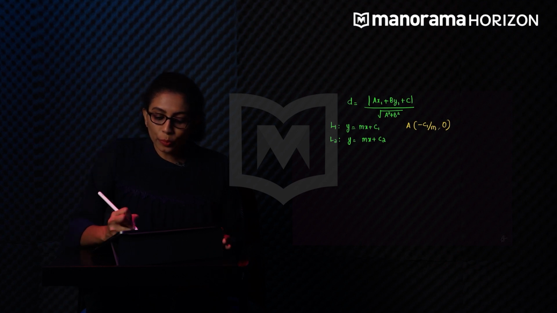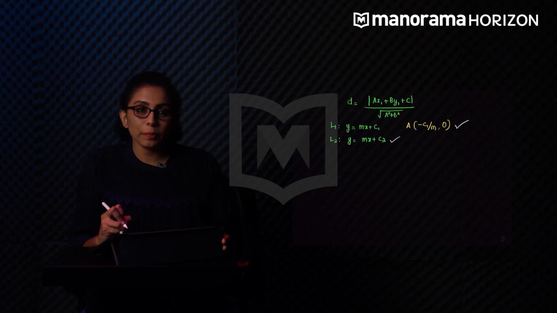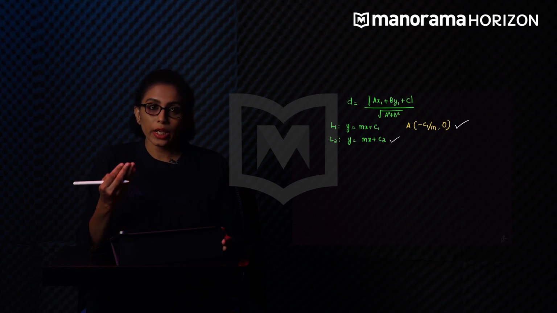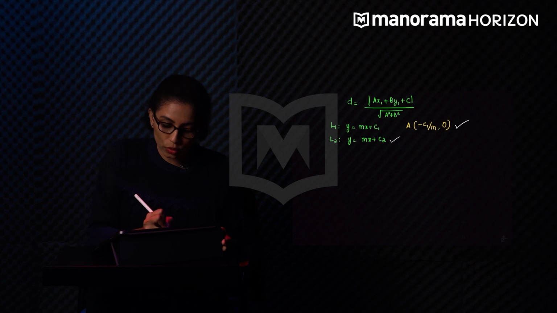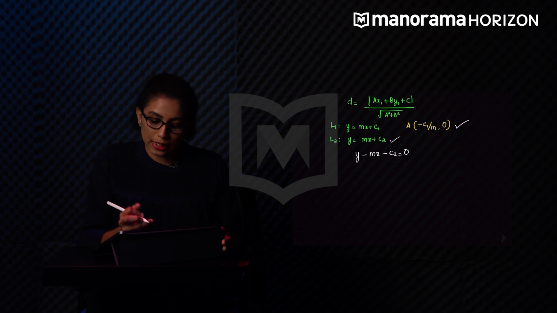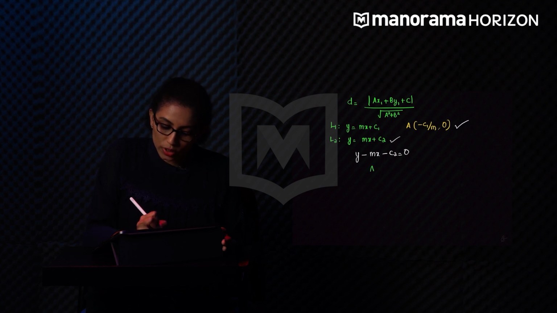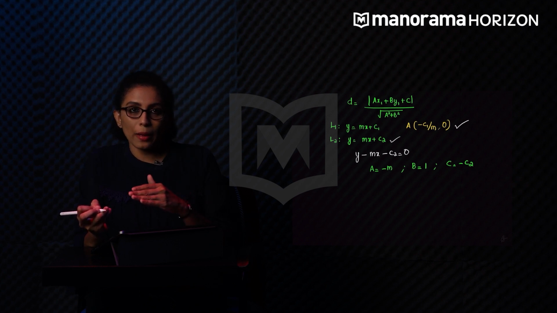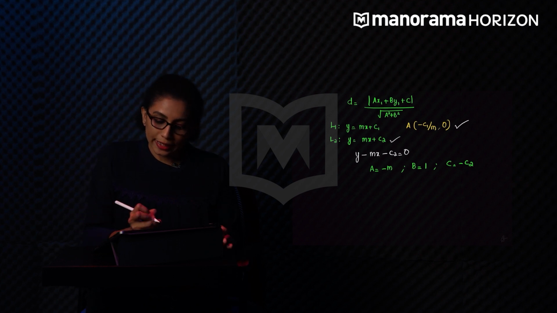Now we have the point A and the line y equal to mx plus c2. So from the line L2, we have to find what is the value of A, B and C. So taking y minus mx minus c2 is equal to 0, and comparing with the standard equation ax plus by plus c, we get value of A. What is value of A? That is the coefficient of x, that is minus m, and the value of B is the coefficient of y, that is 1, and C is nothing but minus c2. Now substitute these values of A, B, C in our equation of D.